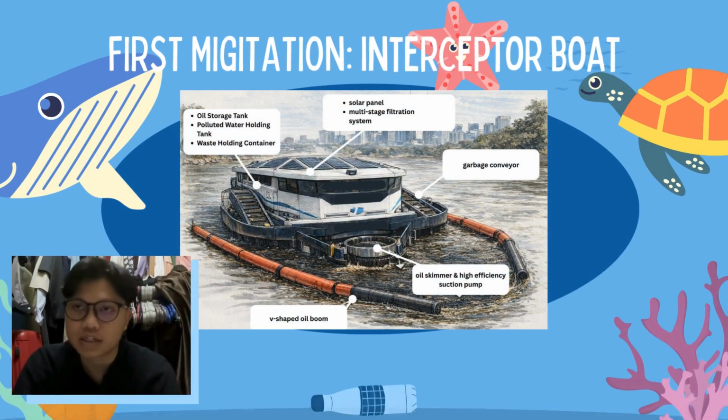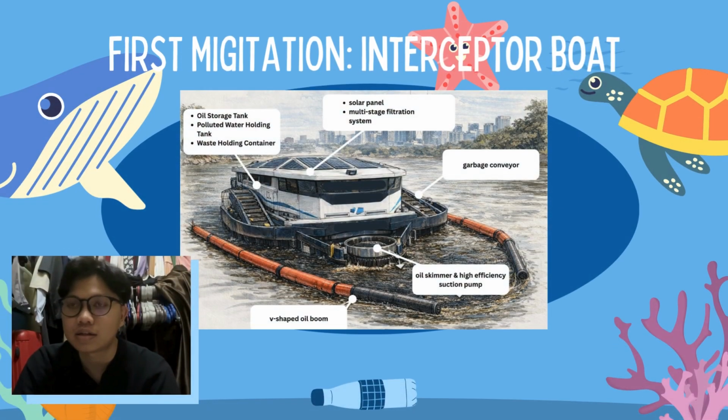So our first mitigation for the river is an interceptor boat. This engineering solution is designed to control and treat floating waste, oil and industrial waste in the river.